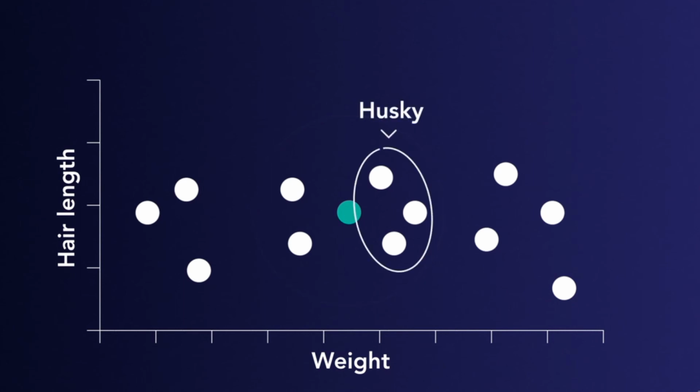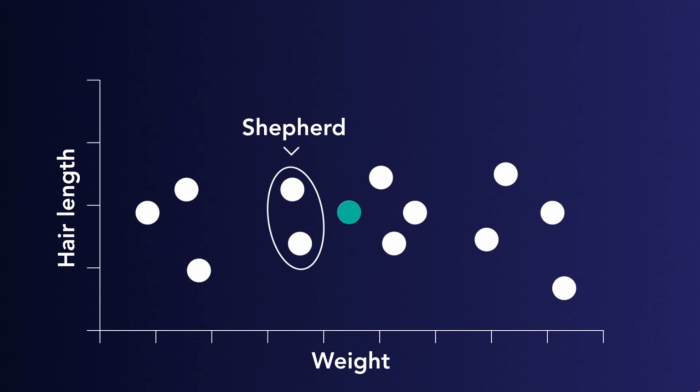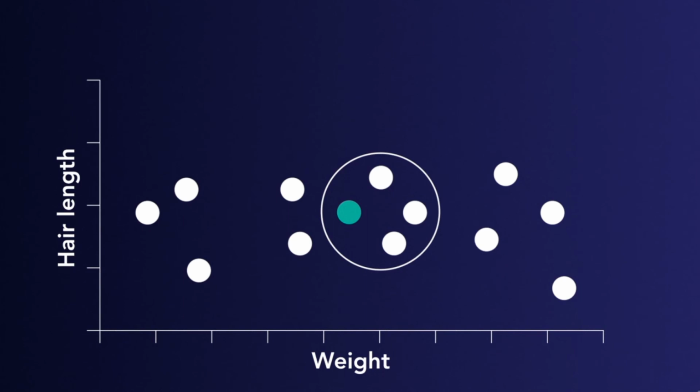You can see that if the distance of the other dogs is shorter, you'll probably get a much more accurate classification. Now let's look at the 5 closest neighbors. You'll see that 3 of them are huskies and 2 of them are shepherds. You can be somewhat confident to classify your unknown dog as a husky.